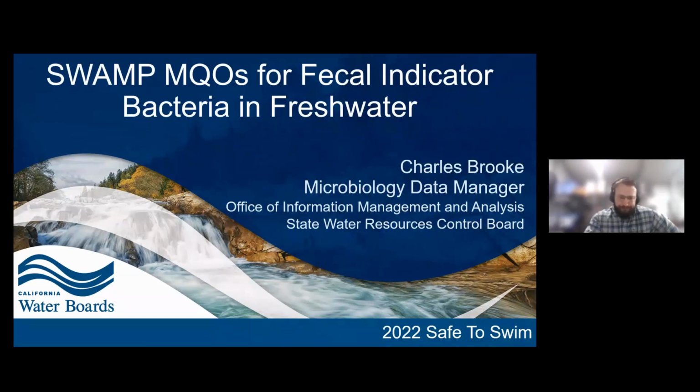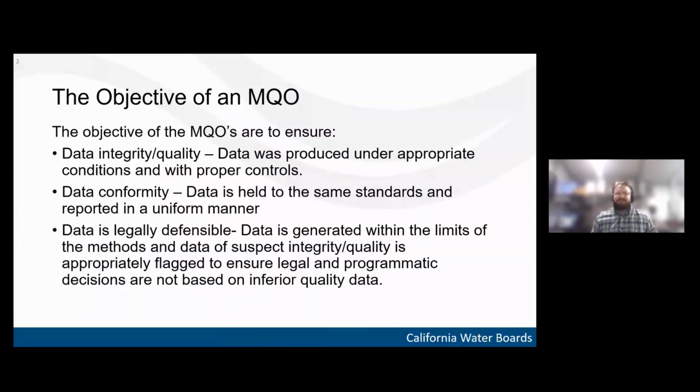So really the objectives of our MQOs in SWAMP is first data integrity and quality, right? We want data that's produced under appropriate conditions, proper controls, data conformity. Data is always held to the same standards and reported in a uniform manner so that people can compare data. The public, who we are stewards of data for, can look at the data that's produced in their home state and compare it themselves. And also that data is legally defensible.